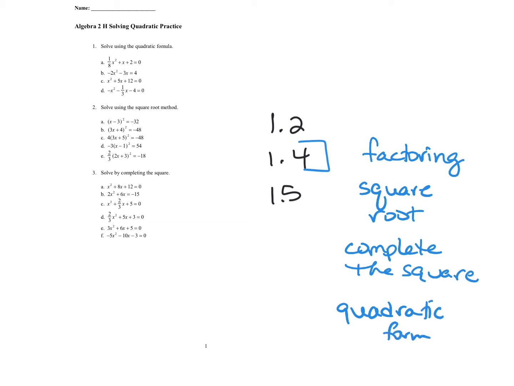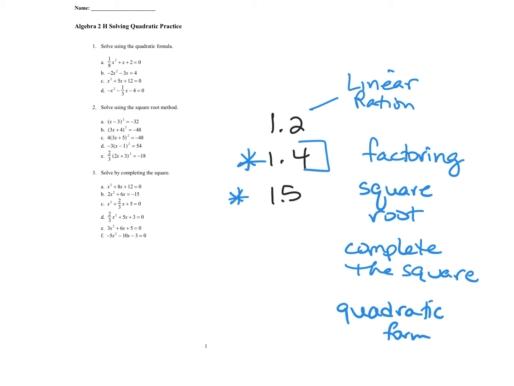Now, we also solved linear equations in section 1.2. So from 1.2, this is the linear, and it was also the rational. I would focus my studying on 1.4, okay, and 1.5.